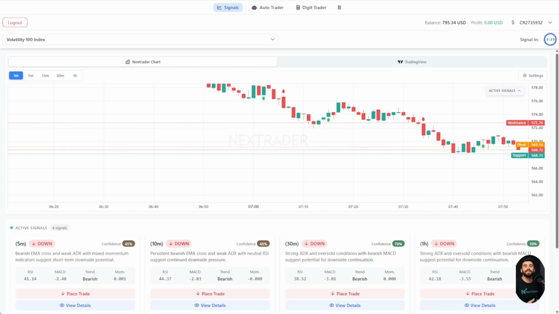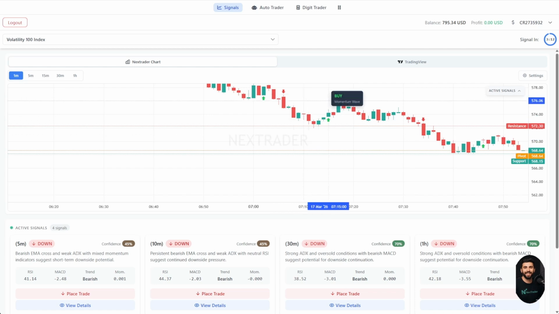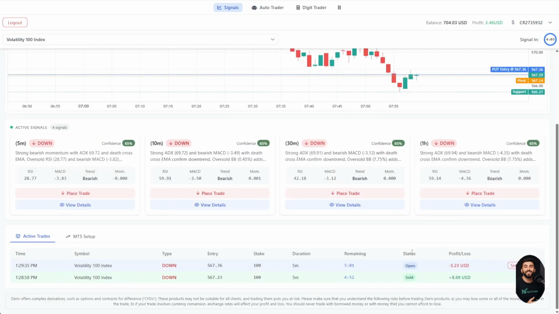Trading signals have always been the backbone of smart decision-making in the markets. But most tools out there are either too complicated, too unreliable, or just not built for real traders. That's exactly why we built Nextrader, and today I want to show you what makes it different.